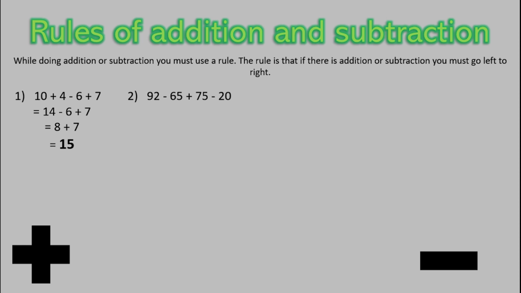In the second question, same as before, addition and subtraction from left to right. So 92 minus 65 would equal to 27. And then rewrite the rest of the question. And then go ahead, simplifying even more by doing 27 plus 75, which equals to 102. And rewrite the rest of the question. And then simplify this even further, which equals to 82.